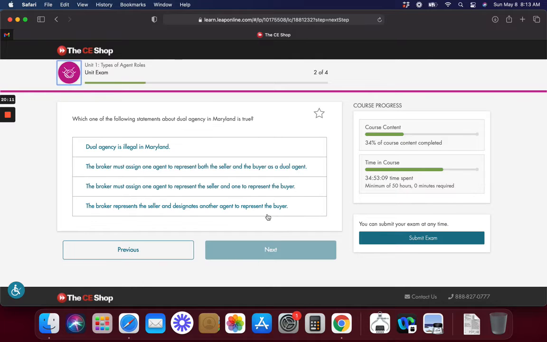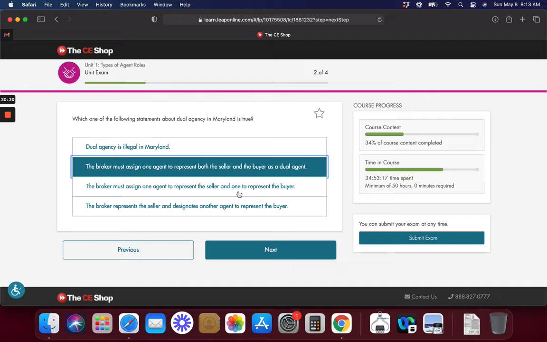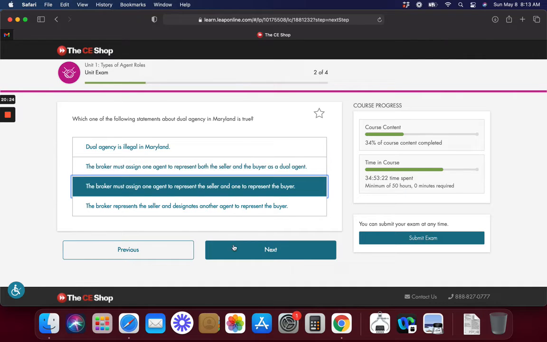Which of the following statements about dual agency is true? Dual agency is illegal. The broker must assign a representative, and the broker must agree to one, must sign one.